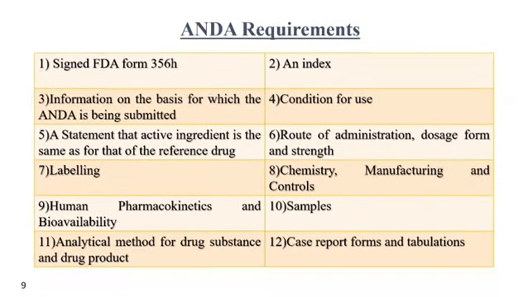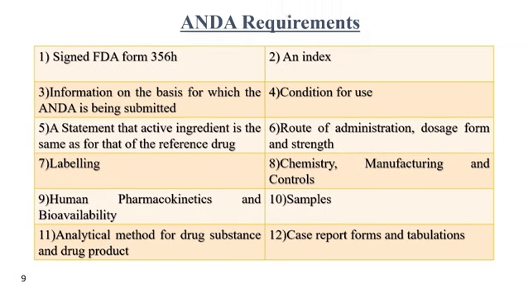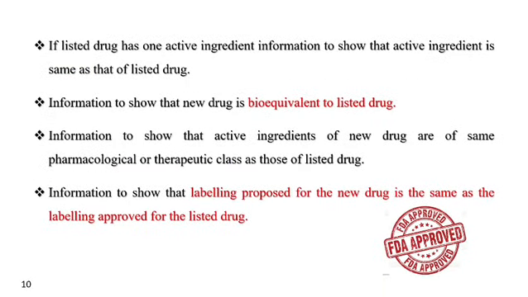To submit an ANDA, companies must provide documents such as FDA forms, labeling information, manufacturing details, bioequivalence data, analytical methods, and samples. The generic drug must contain the same active ingredient as the reference drug and must show bioequivalence. The labeling should also be similar to the original branded medicine.